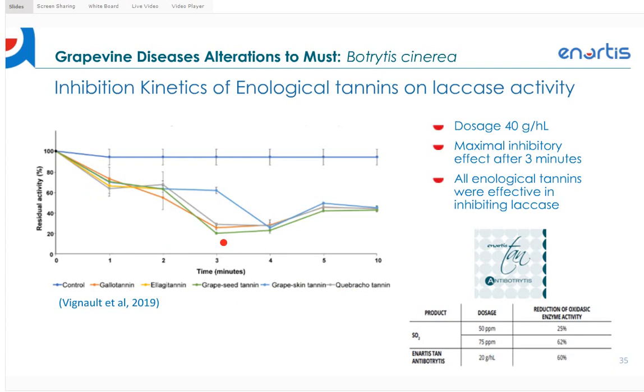So at Enartis, we have a product called Enartis Tan Antibotrytis, and it is a combination blend of gallic tannin, ellagic tannin, and condensed tannins. At 20 grams per hectoliter it can reduce the activity of laccase by up to 60%. Used in combination with SO2, this is a good alternative for inhibiting laccase if you do not have the specialized equipment required for thermal treatments.